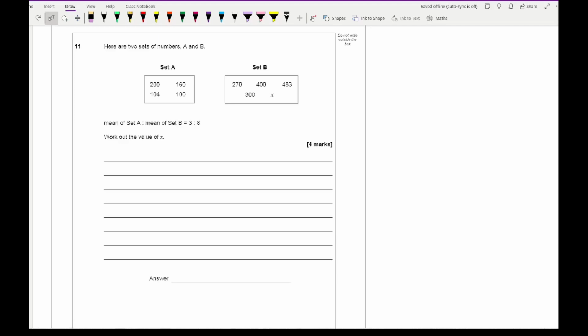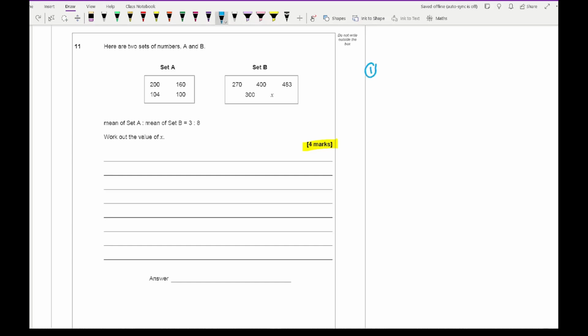So looking at question 11, it says that here are two sets of numbers A and B, and the question gives the information that the mean of set A is in the ratio to the mean of set B of 3 to 8, and the question is asking us to work out the value of x. Now this question I think is pretty stingy. It's only worth 4 marks. I would compare it to the amount of working that we're going to need to do, but there we go, let's just go on with it.